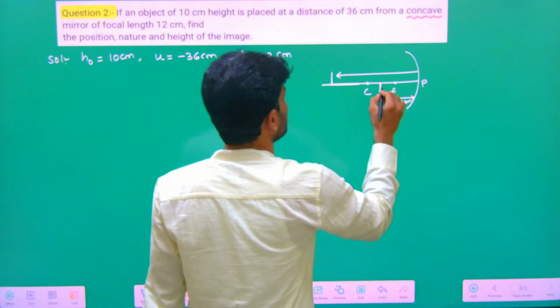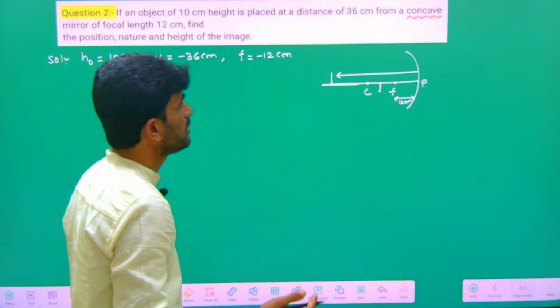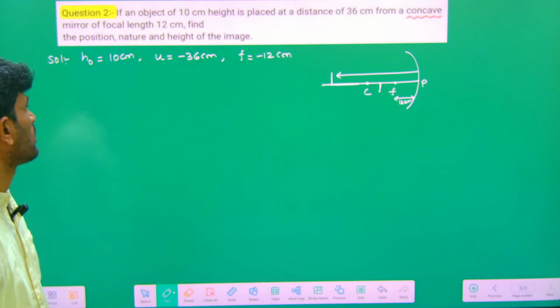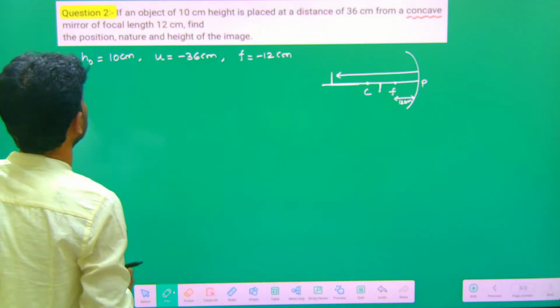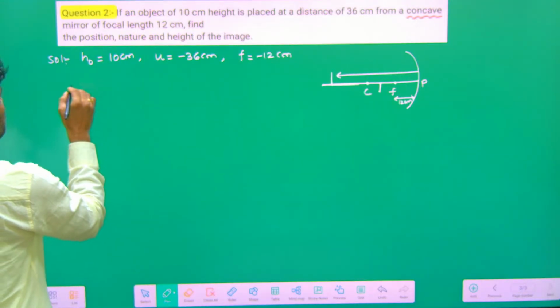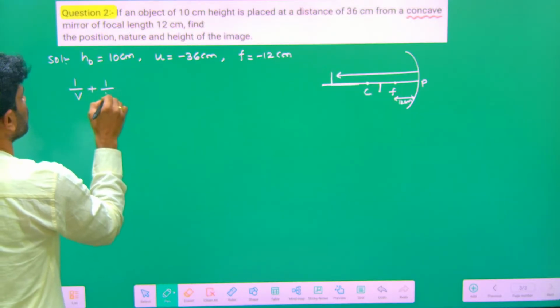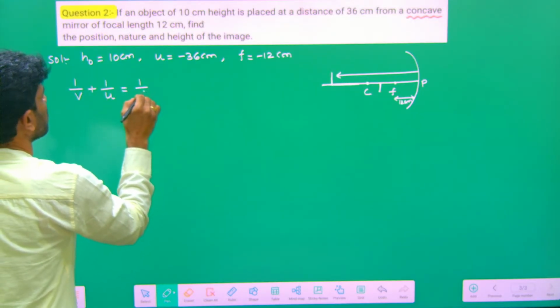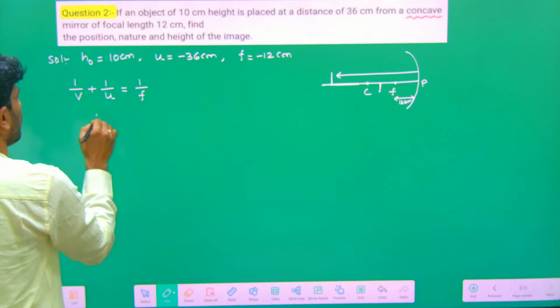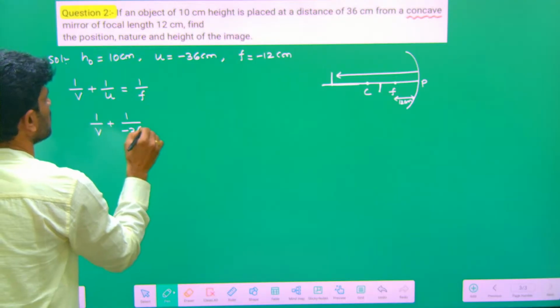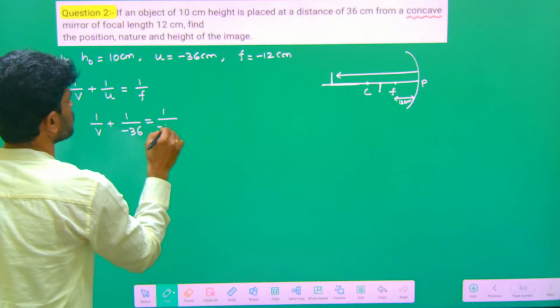So it should be more than F, less than R, capital R. So let us see how to find it. Now our formula is what? 1 by V plus 1 by U is equal to 1 by F. So 1 by V plus 1 by minus 36 is equal to 1 by minus 12.